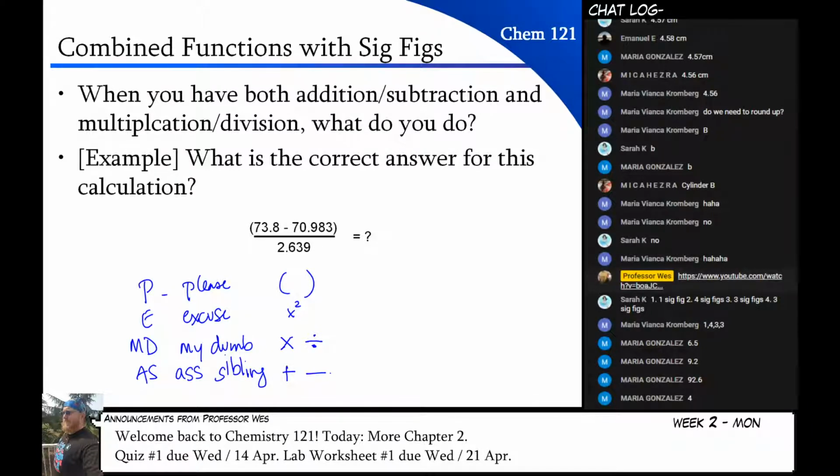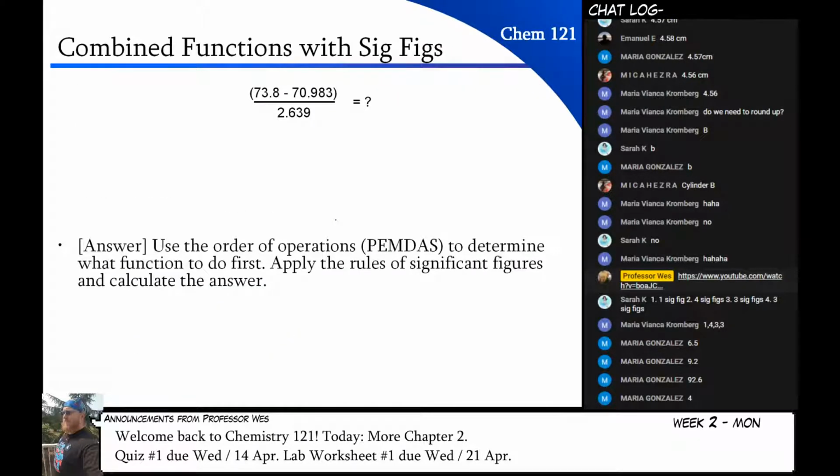So what do we see on this that we have to do first? Well, there's parentheses, so we're going to do what's in the parentheses first. So let's do that. If I do subtraction for what's in the parentheses, first I'll just do the subtraction. We'll subtract vertically. So 73.8 minus 70.983.